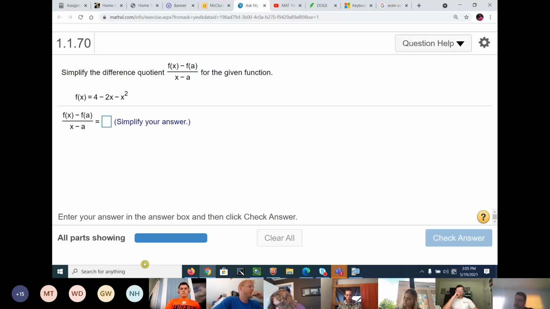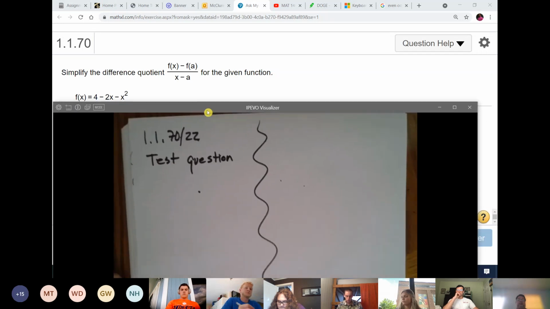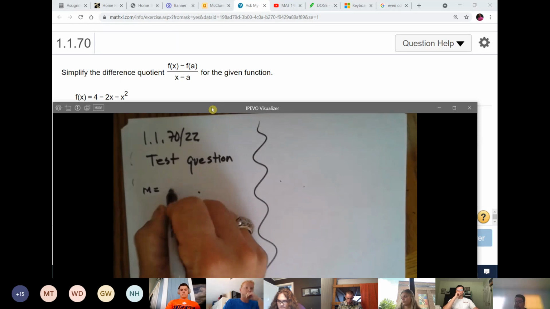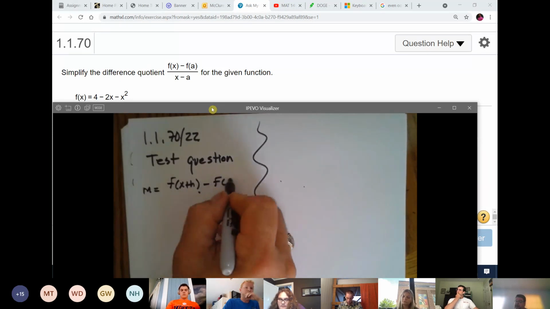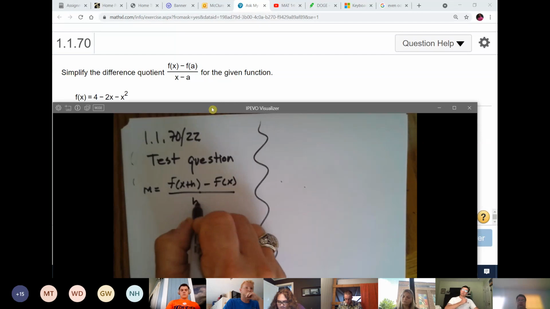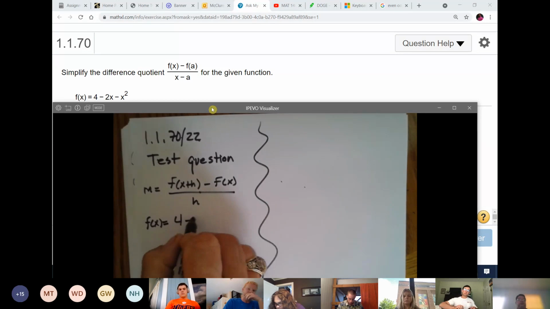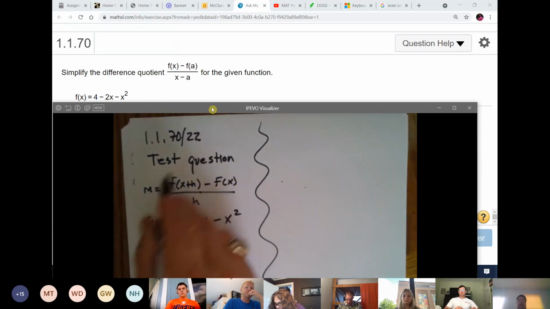and I'm going to show you this in just a second. If you want to make this a test question, you do the difference quotient with this. You do m is equal to f of x plus h minus f of x over h, with f of x equal to 4 minus 2x minus x squared. That right there is a test question.